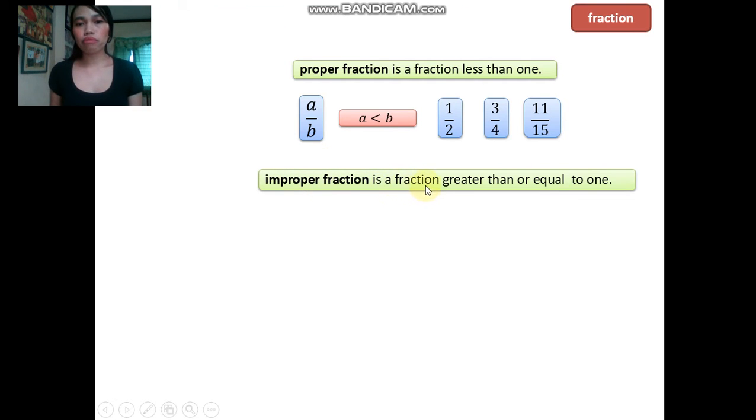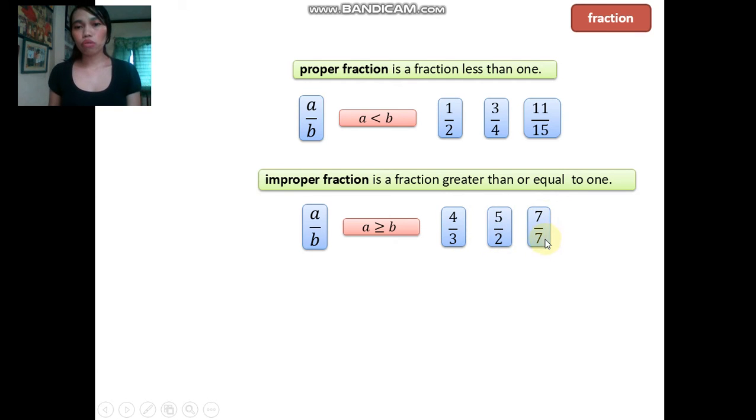We also have improper fraction. Improper fraction is a fraction greater than or equal to 1. So how will you represent an improper fraction? A over b. A is your numerator, b is your denominator, when a is greater than or equal to b. We have examples: 4/3, 5/2, and 7/7. So 4 is greater than 3, 5 is greater than 2, 7 is equal to 7. So these are examples of improper fractions.